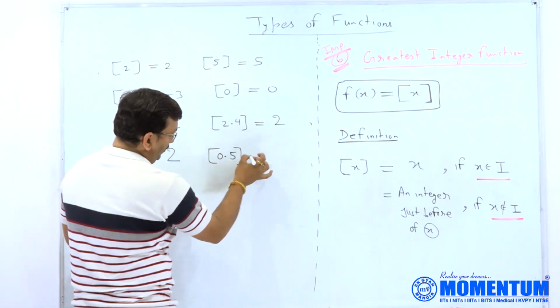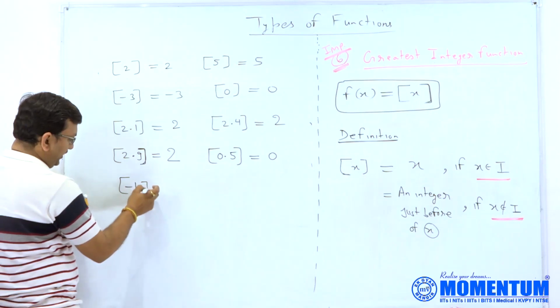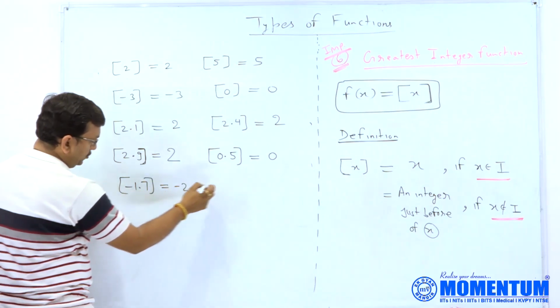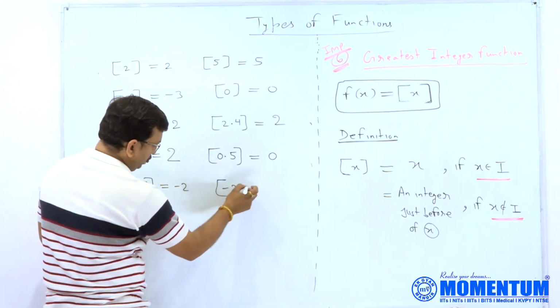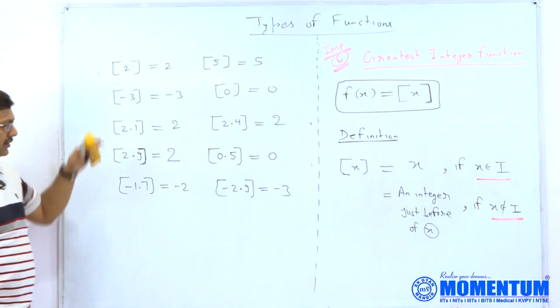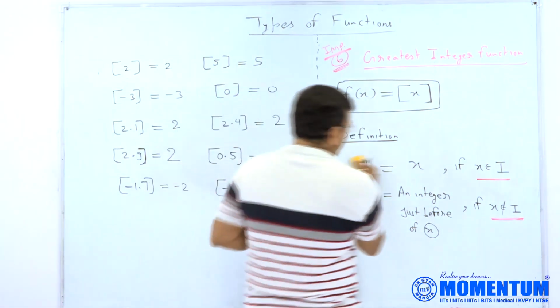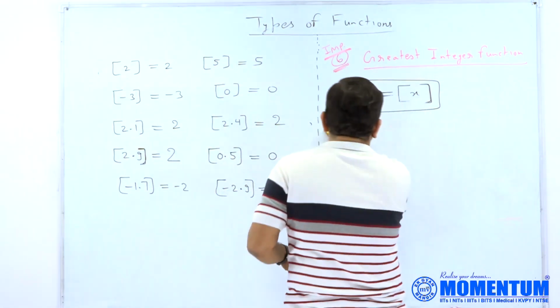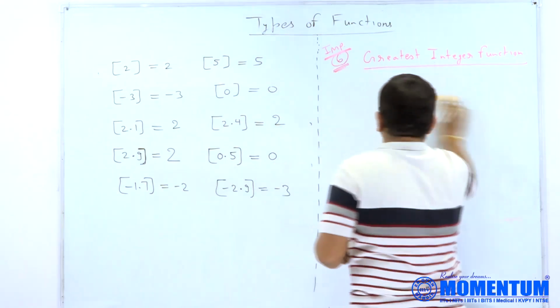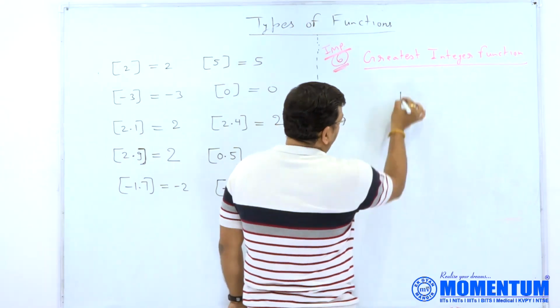0.5 what will come? 0. Minus 1.7 what will come? Minus 2. Minus 2.9 what will come? Minus 3. Fine. So in this way square bracket works. So now we will make the diagram. Diagram of greatest integer function.